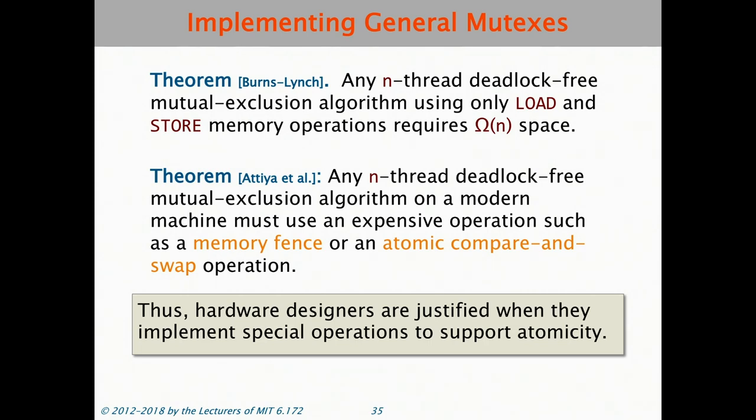And then it turns out that if you want an n-thread deadlock-free mutual exclusion algorithm, you actually have to use some kind of expensive operation, such as a memory fence or an atomic compare and swap. So in some sense, hardware designers are justified when they implement special operations to support atomicity, as opposed to just using these clever algorithms. Those algorithms are really, at some level, of theoretical interest. Okay?